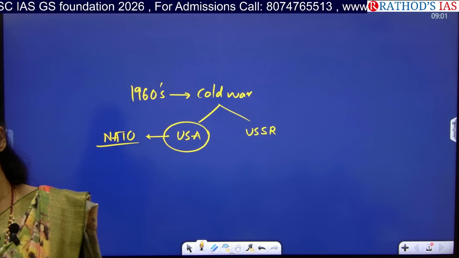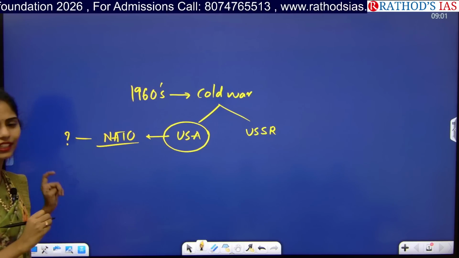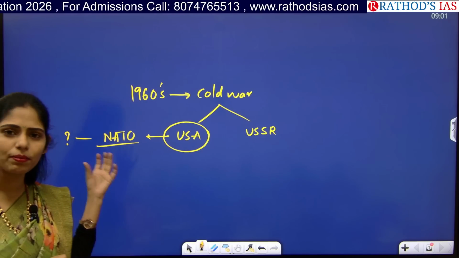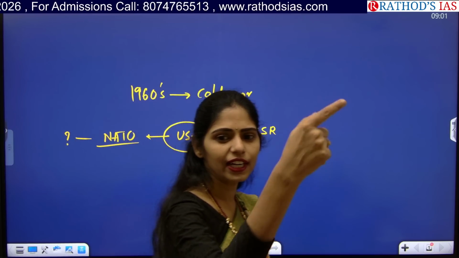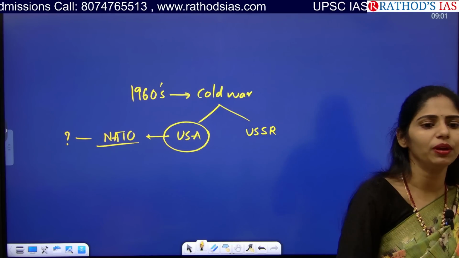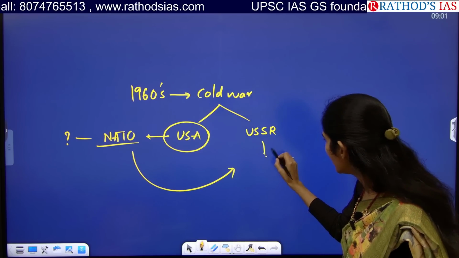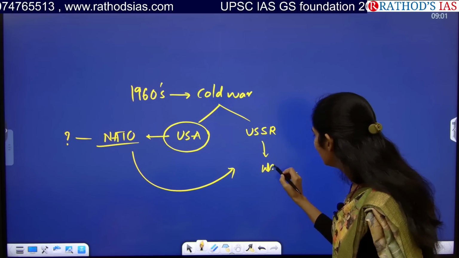North Atlantic Treaty Organization. So what are the features of this treaty? If any country is attacking a member country of this treaty, it is against the complete group, and the complete group will be fighting against that. So to oppose this, USSR came up with the Warsaw Pact.